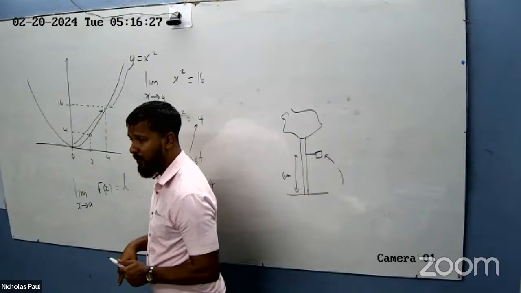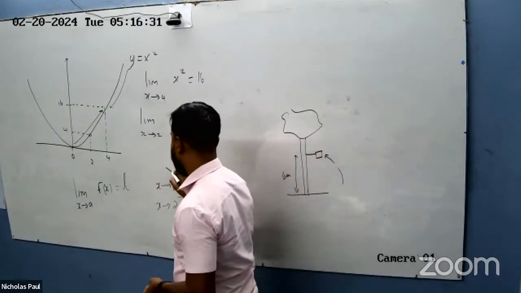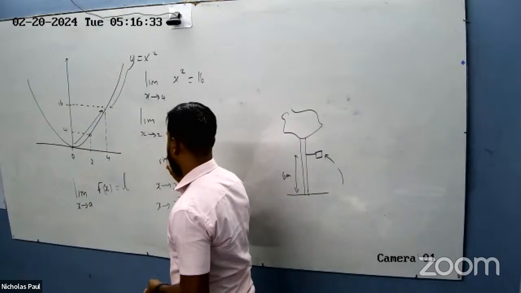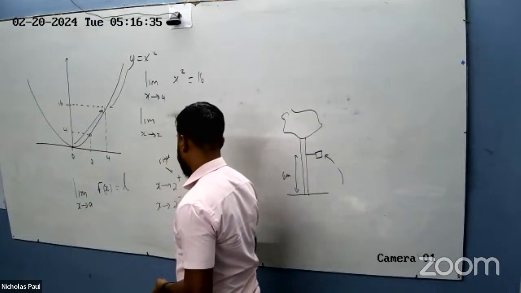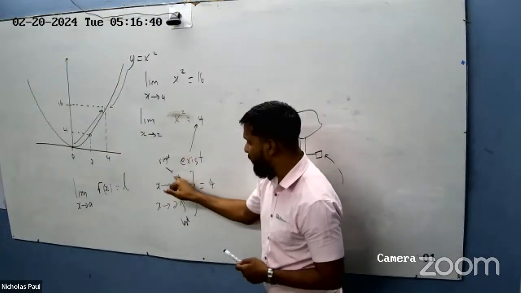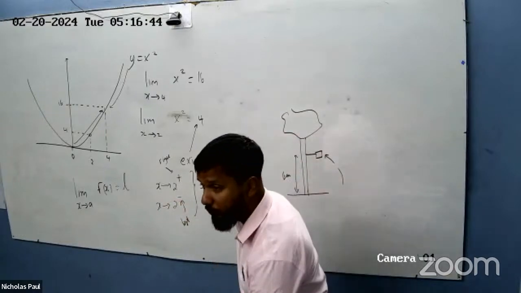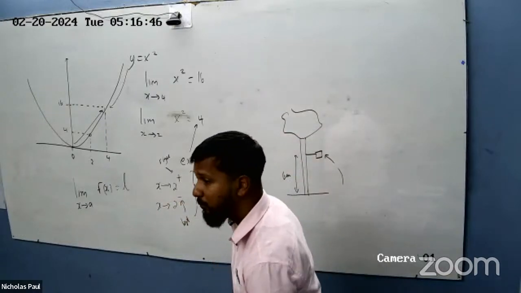Okay with that? So this is very important. This symbol here means from the right. This symbol means from the left. That's okay? So if you approach from the right, you use a plus sign. If you approach from the left, it's a minus sign. Everybody okay with that? Yeah?